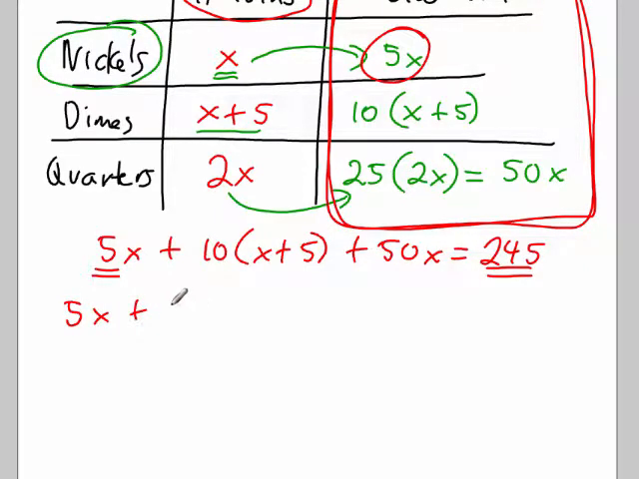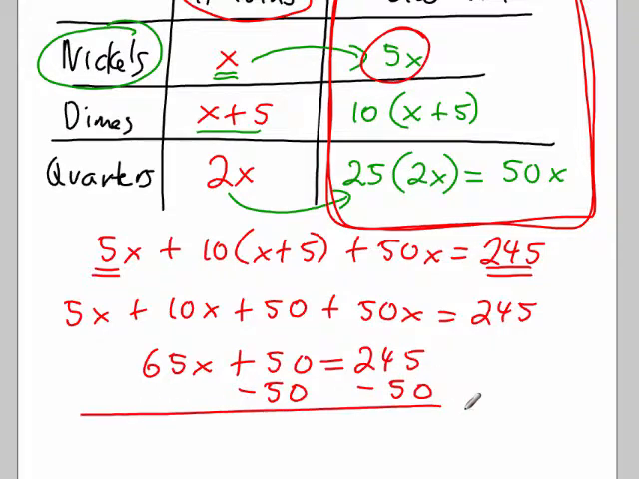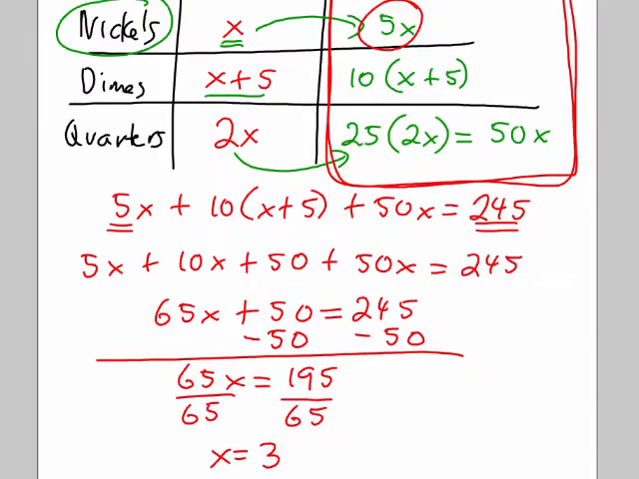All right, let's solve the equation and see if it all works out. 5x, distribution, 65x plus 50 when I simplify, minus 50 on both sides, and if I divide both sides by 65, I get x equals 3. Let's go back to my let statement and see if this makes sense.